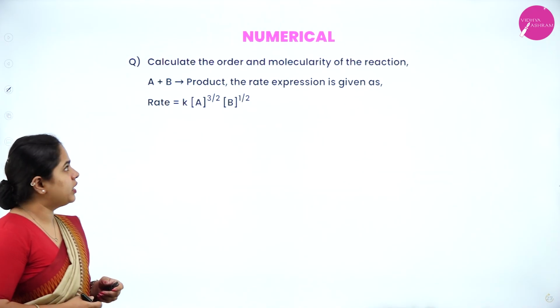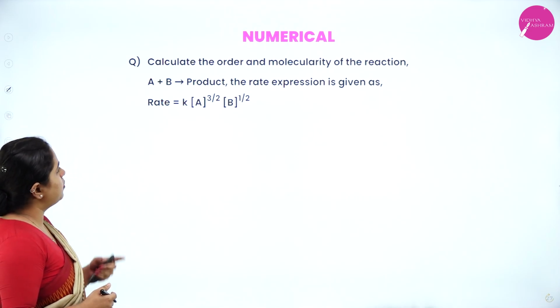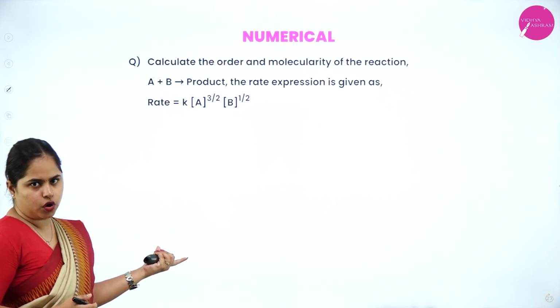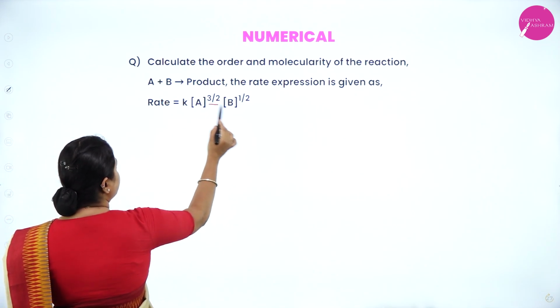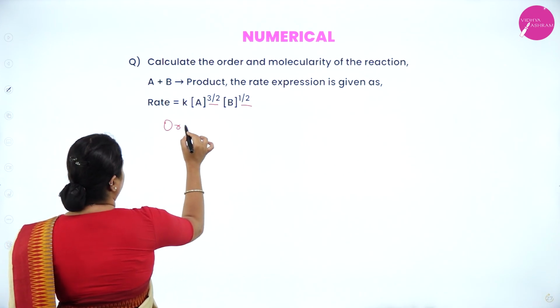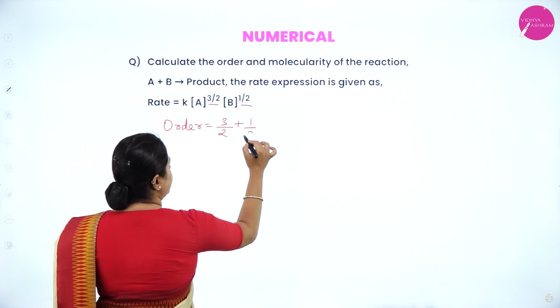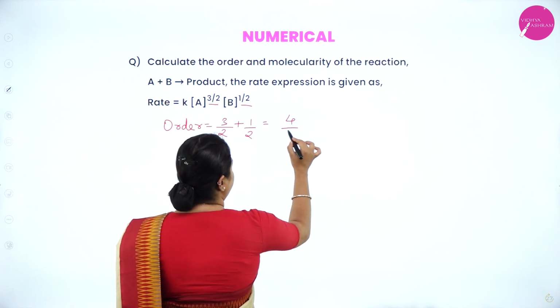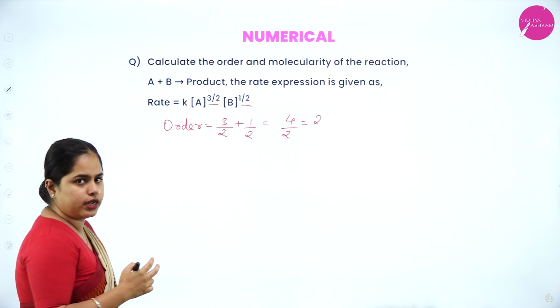Now let us see a numerical based on this. Calculate the order and molecularity of the reaction. It is given A plus B giving product. The rate expression is already given here. So it is simple. You have the rate expression from which you have the powers also. So what will be the order of the reaction? It will be the sum of the powers, that is 3 by 2 plus 1 by 2. What is 3 by 2 plus 1 by 2? It is 4 by 2, that is equal to 2. So it is a second order reaction, right?